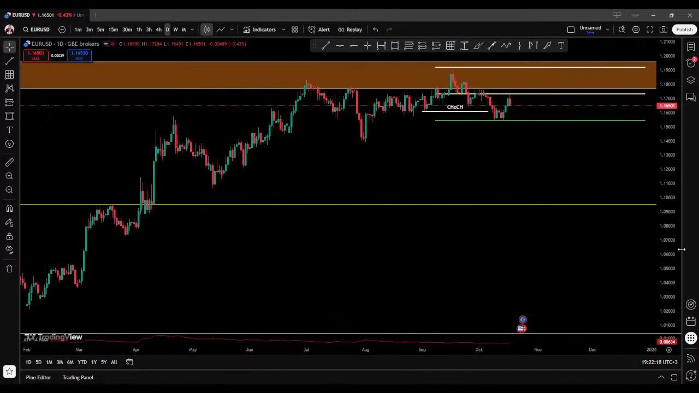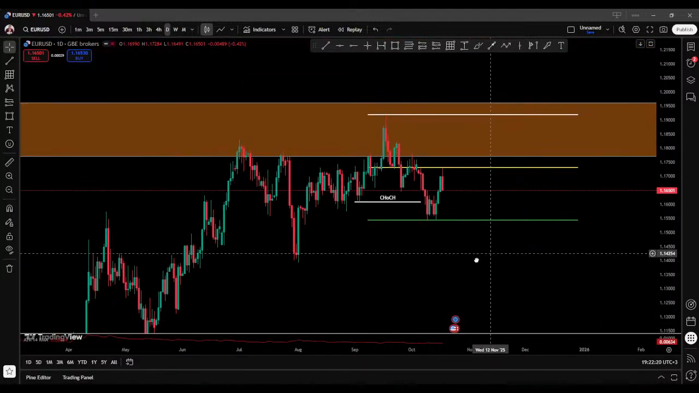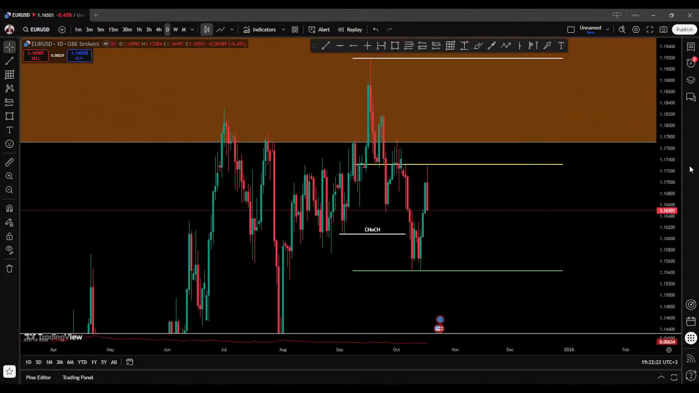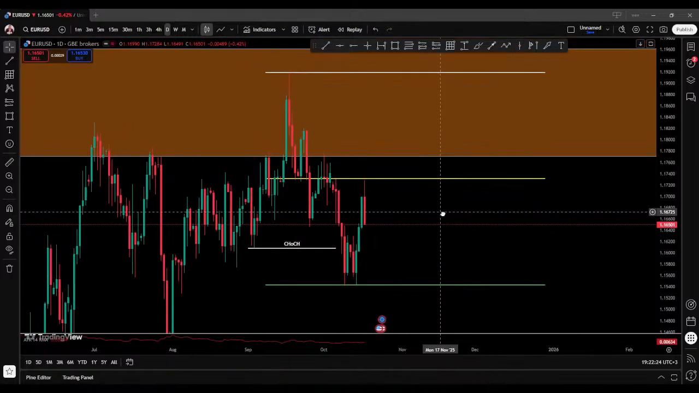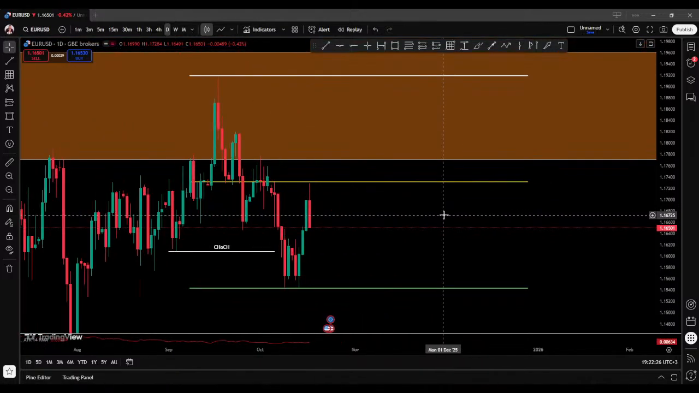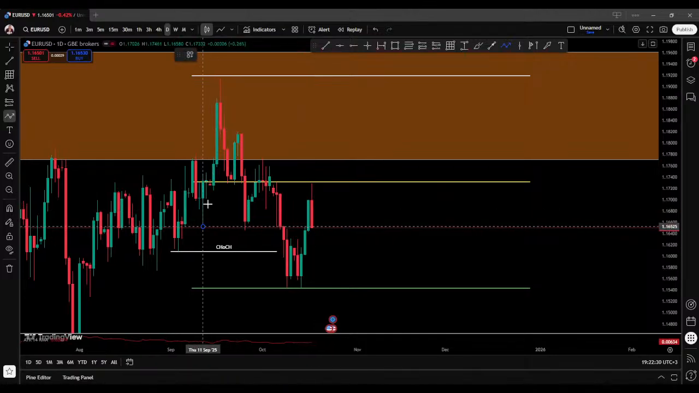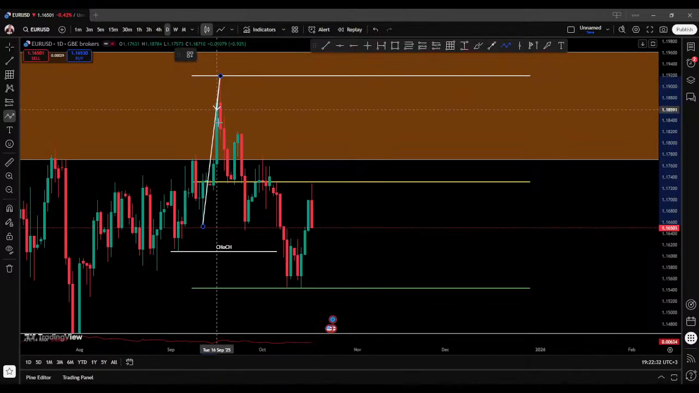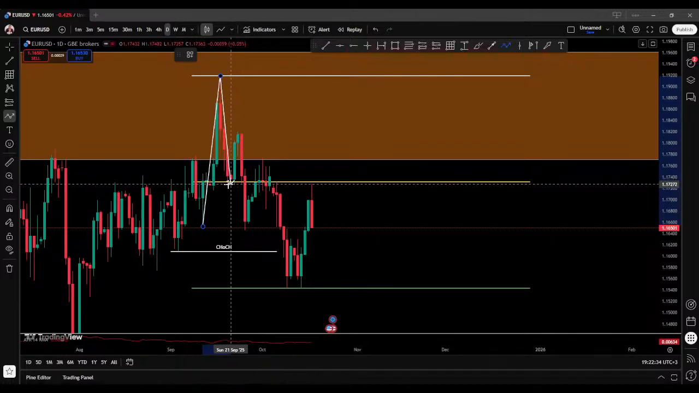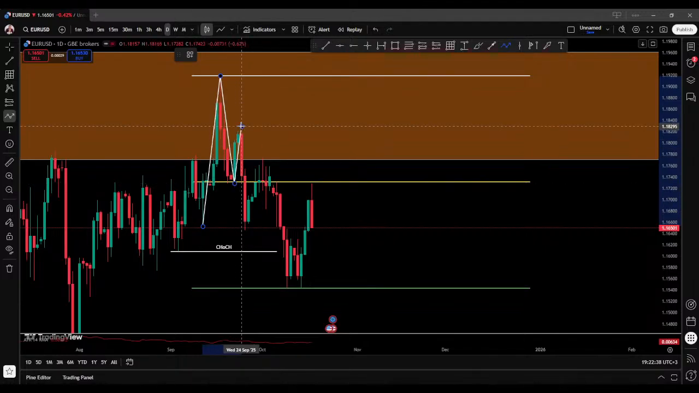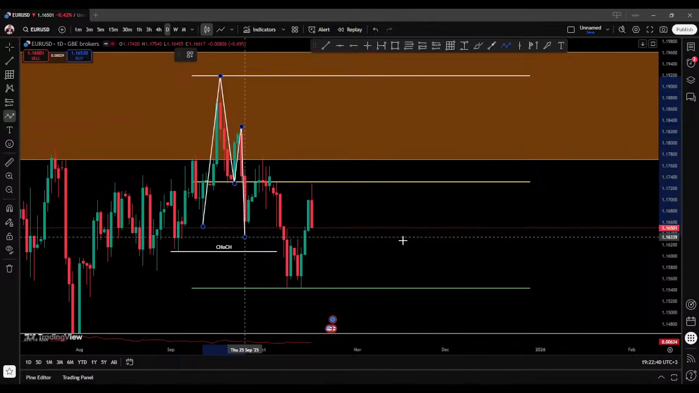All right, here we go. This is our daily time frame. Now remember, this is how we are coming, and then the market came here, broke structure, retraced, broke structure again.